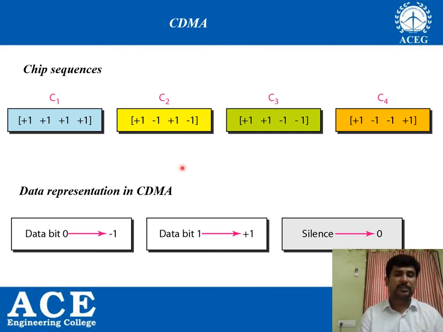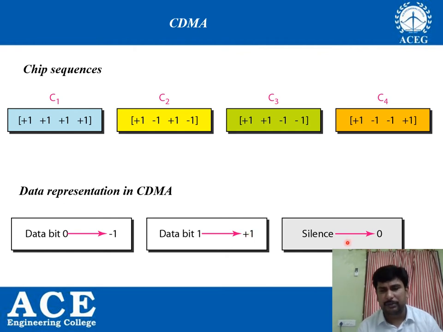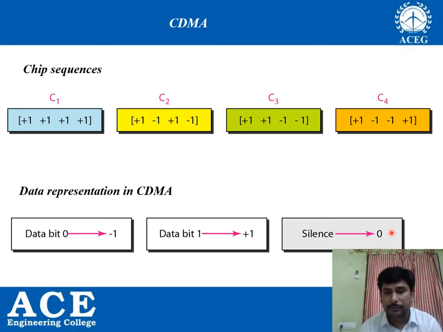And the data which we need to transmit can be of three types. If you want to transmit a data bit 0, you represent it in CDMA as minus 1. If you want to transmit data bit 1, in CDMA it is represented as plus 1. And in case you are not interested in transmitting any data at that time, so you want to be silent, you will transmit 0. So three possible values we are transmitting: 0, plus 1, minus 1. 0 indicates silence, plus 1 indicates data bit 1, minus 1 indicates data bit 0.